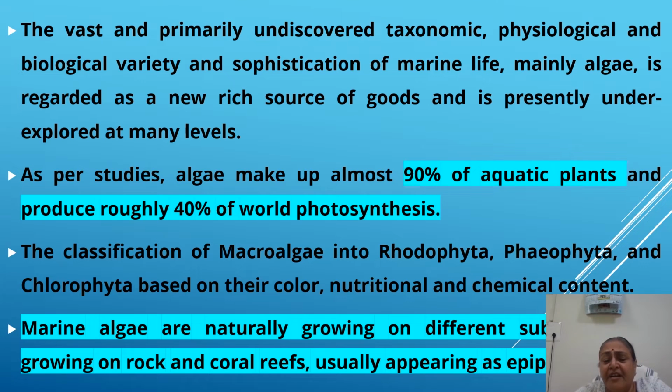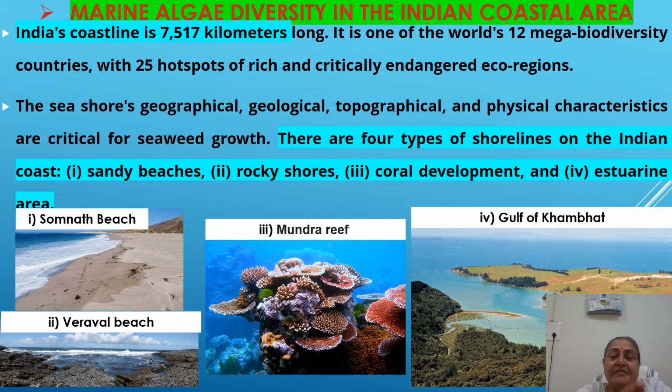Marine algae are naturally growing on different substrata. Sometimes you may mark it on a rock, or you may mark it in coral reefs. Especially they are appearing on the body of other angiospermic plants. They are known as epiphytes, and sometimes it may be found on the body of some giant sea animals, known as epizoic in nature. So this is the way they occur in the sea.